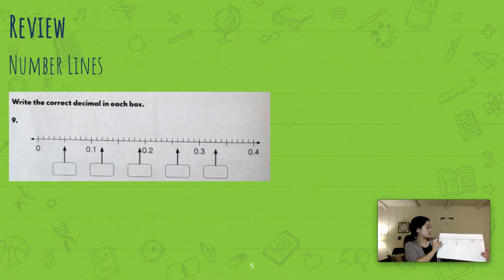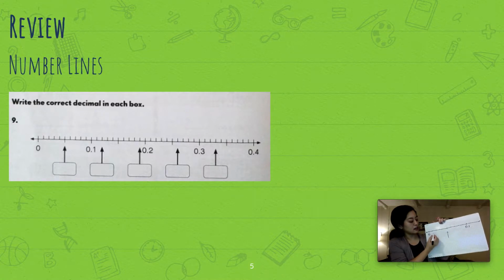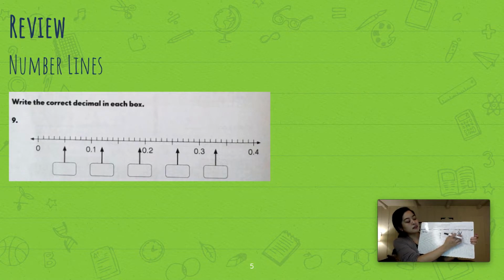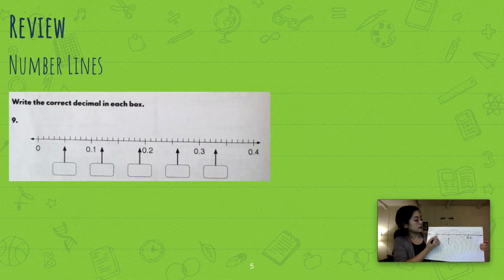Now 0 is the same thing as saying 0 hundredths, and 1/10 is the same thing as saying 10 hundredths. I know that there are 10 equal spaces between 0 hundredths and 10 hundredths. So this is 0 hundredths, 1 hundredth, 2 hundredths, 3 hundredths, 4 hundredths, 5 hundredths, 6 hundredths, 7 hundredths, 8 hundredths, 9 hundredths, and there's 10 hundredths. So here this is 5 hundredths.